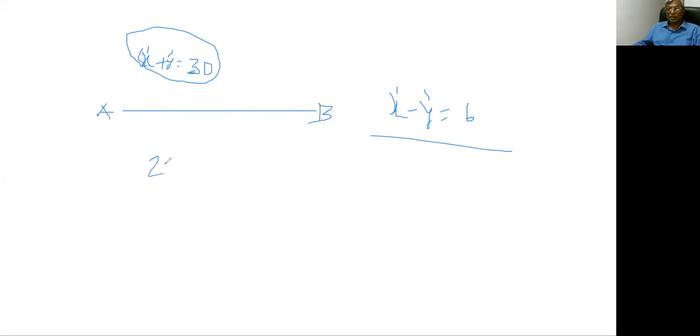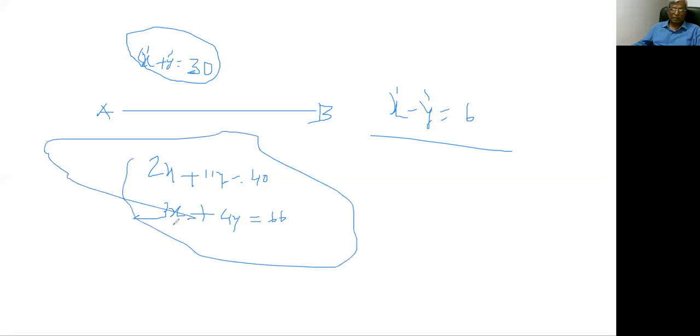You can now ask, sir, here x plus y is equal to 30. If there is written 2x plus 11y is equal to 40, and 3x plus 4y is equal to 66, whether these two equations are forming a system of linear equations or not.